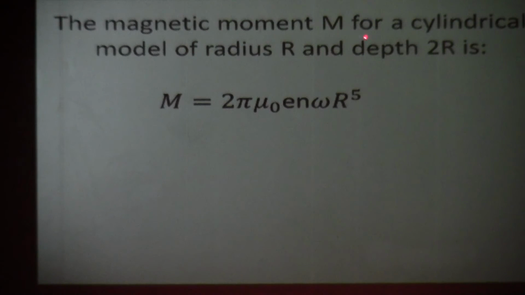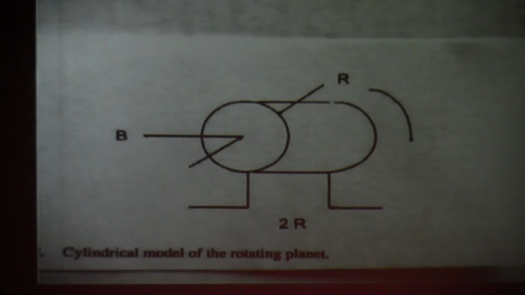The magnetic moment m for a cylindrical model of radius r and depth 2r, which is the one I showed you before, is m equal to 2 pi mu naught E n omega r to the fifth. So that's the magnetic moment m. Next slide. Here's the model again, just to remind you what it is. Magnetic field is coming out here. Current is coming from the outer surface and flowing in here. Next slide.